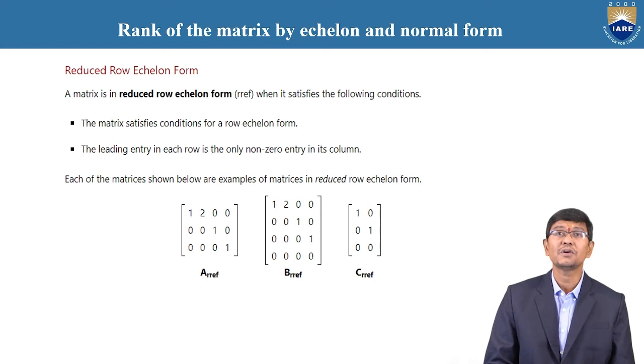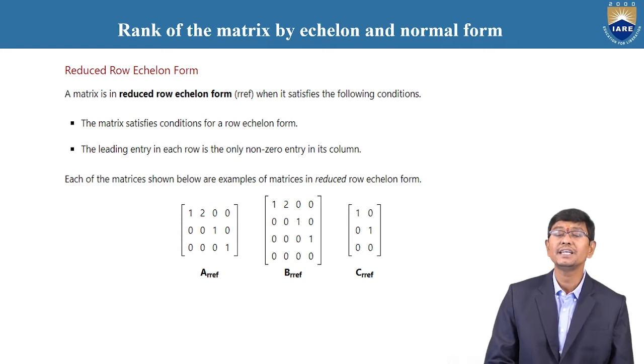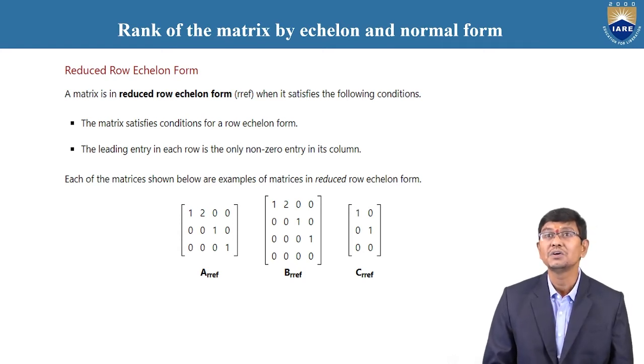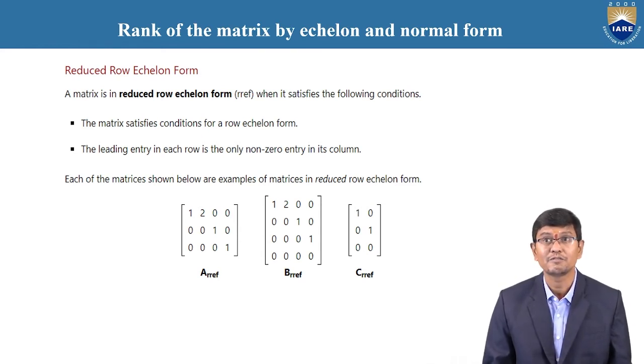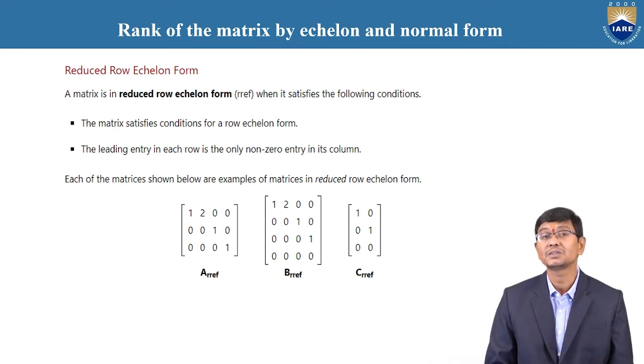The matrix must satisfy the conditions for a row echelon form, and the leading entry in each row is the only non-zero entry in its column. That is what we just discussed about the row echelon form of a matrix. Here are some examples of echelon form for rectangular matrices and also square matrices.